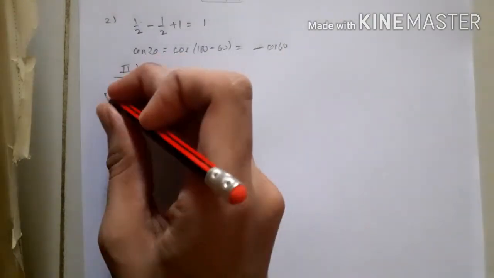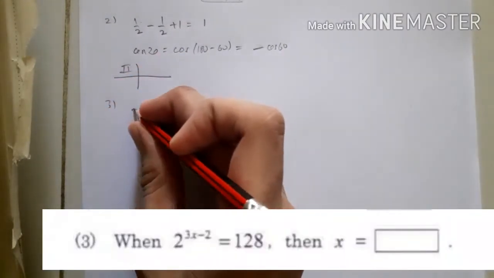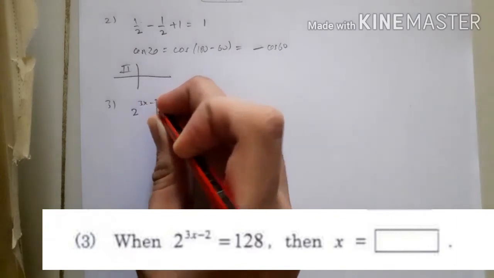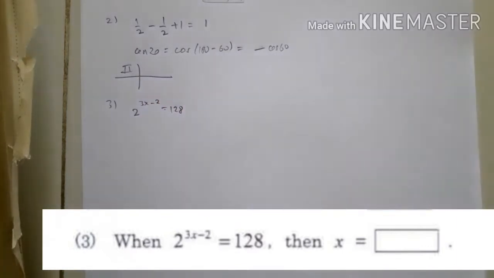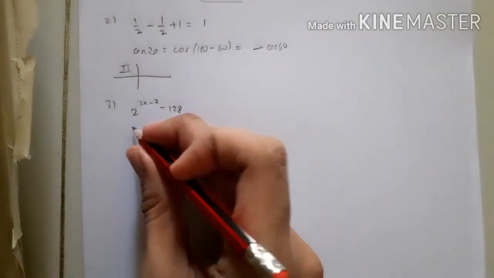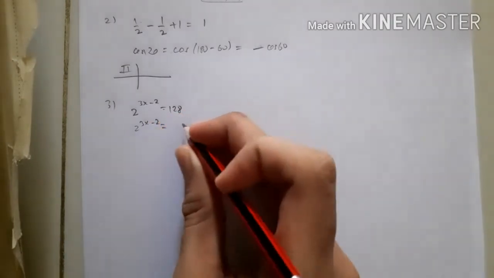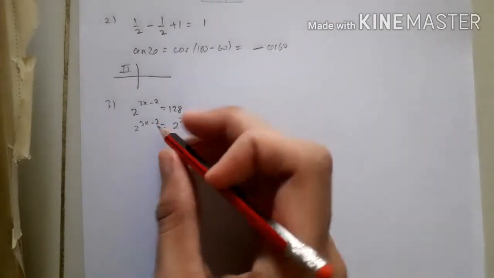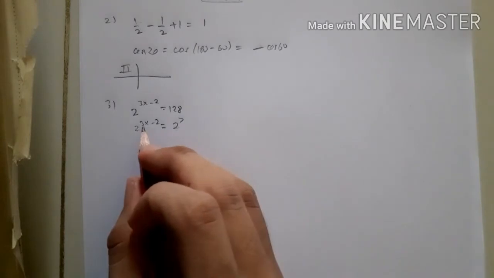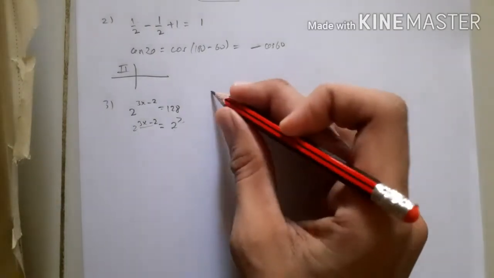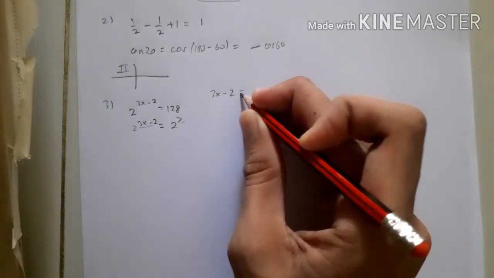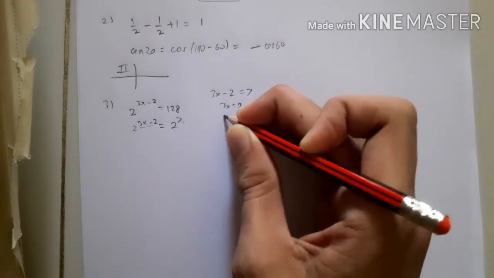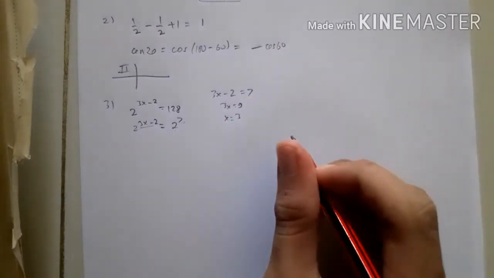Okay, now number 3, when 2 to the power of 3x minus 2 is 128, what is x? Now you should know that 128 is just 2 to the power of 7. Because this has the same base 2, we just have to use the exponent. So 3x minus 2 is equal to 7, 3x is 9, so x is 3.